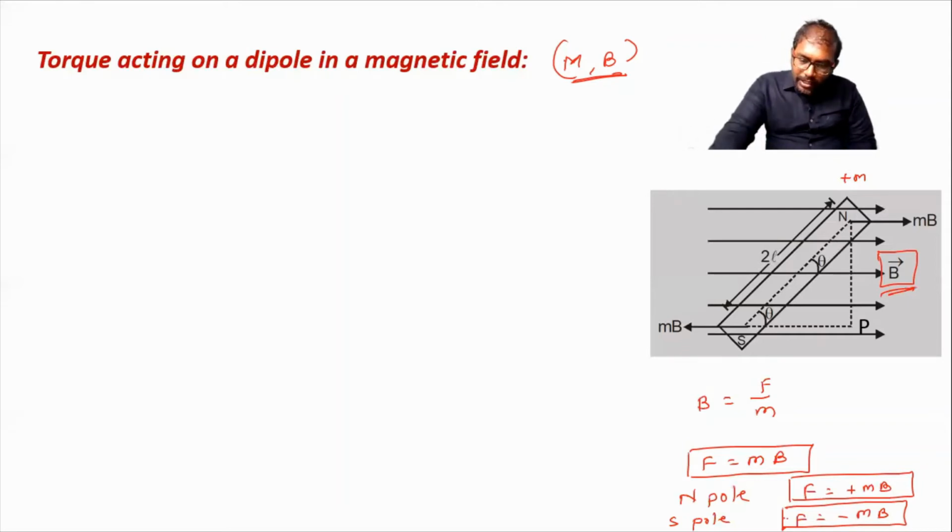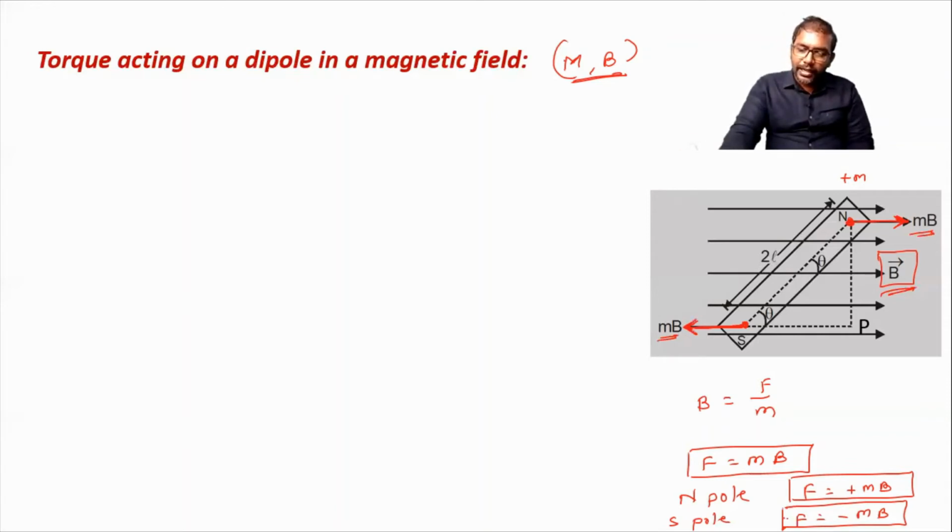So you can see here the force acting on N is in the direction of B, so plus MB. The force acting on S I can show opposite to the direction of the magnetic field, so minus MB. So both the forces are equal but opposite in direction. So here a torque is there, and we have to find out this torque.